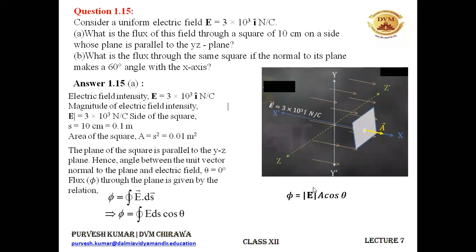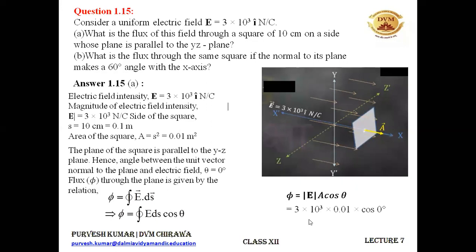From this, we have derived EA cos theta. Why so? Because the integration of the small area vector ds is the total area of this plane surface, and the total area of this plane surface we have calculated as A equal to 0.01 meter square. We know the value of E, that is 3 into 10 to the power 3. We know the value of A, that is 0.01 meter square. And we know the value of cos theta. Theta is 0, so cos 0 is 1.